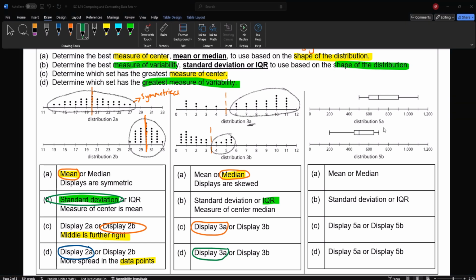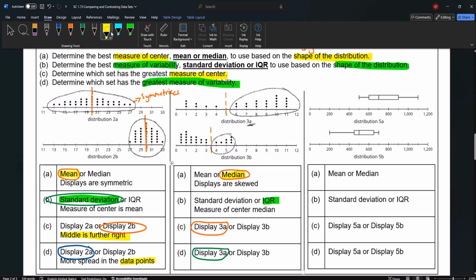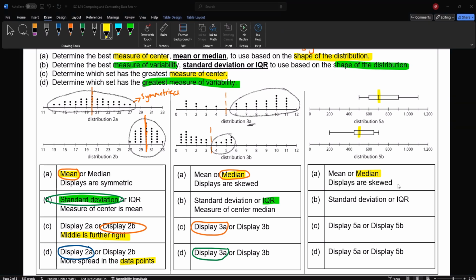Now let's take a look at distributions 5A and 5B. In this case, we actually have box plots. If we have box plots, our distributions are not really symmetrical. We can't really tell. But with box plots, we do have one piece of information that is completely necessary for us to know, and that is the median. So in order to find the measure of center, we're going to be using the median for box plots. And of course, the displays are essentially skewed.